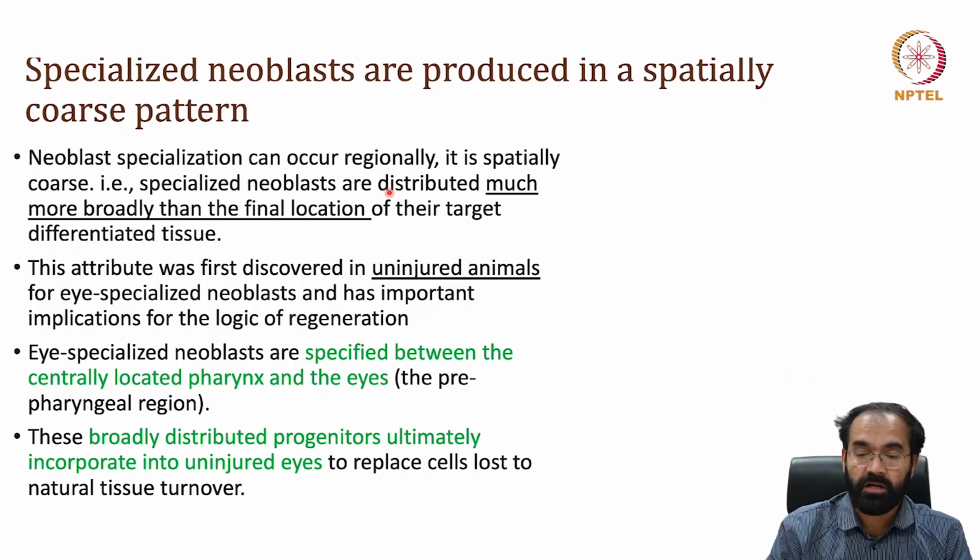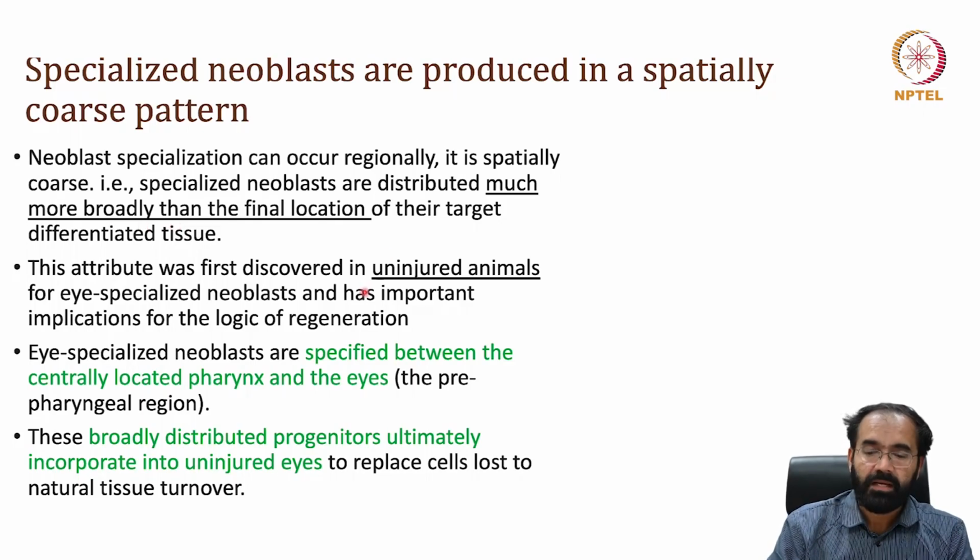Neoblast specialization can occur regionally. It is spatially coarse. Coarse means mingling or mixed up. That is, specialized neoblasts are distributed much more broadly than the final location. Say the final location is the eye; the neoblast is not located closer to the eye. It can be anywhere in the posterior-most portion, where the eye is maximally distant, and can still have the eye. The logic you probably already got, because you need to have an eye and head formed even from segment number 6, like we saw in the previous lecture. The extreme posterior-most should also have the ability to form the head and also the eye.